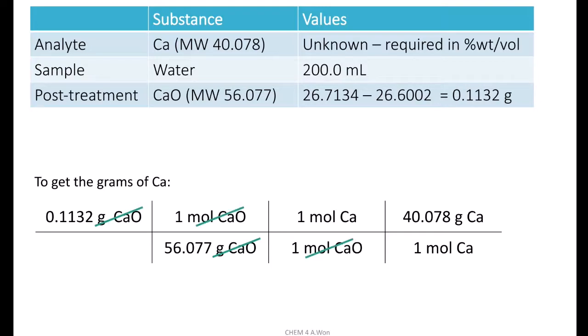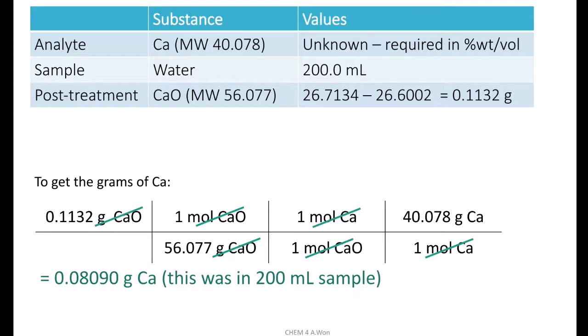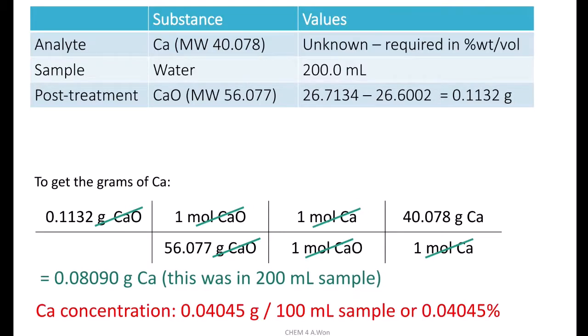Let's cancel out the units first. Okay, and this is the mass of calcium. But since the final answer asks us to give the concentration in grams per 100 ml sample, this is the answer. So you simply divide the grams of calcium by 2.